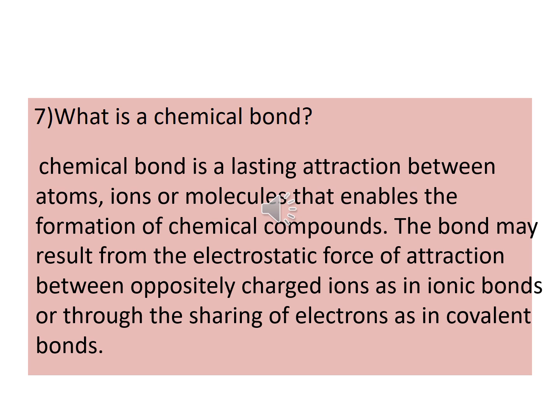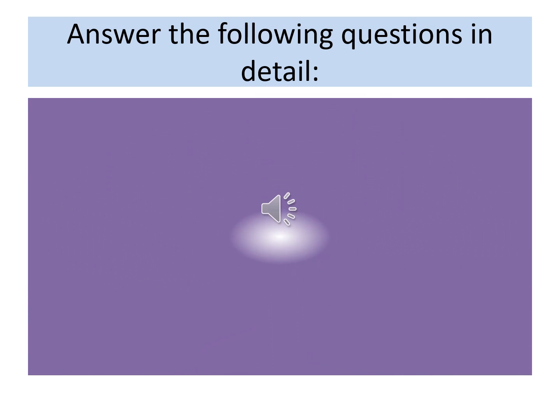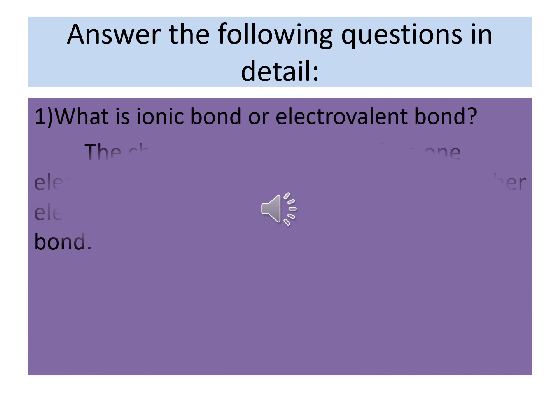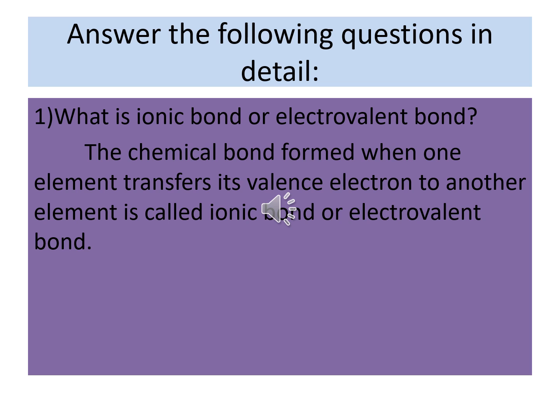Okay, children. Now you read with me. Did you finish? Chemical bond is a lasting attraction between atoms, ions or molecules that enables the formation of chemical compounds. The bond may result from the electrostatic force of attraction between oppositely charged ions, as in ionic bonds, or through the sharing of electrons, as in covalent bonds. Now we have completed the answers to questions in 1 or 2 lines. Now next side heading, answer the following questions in detail.